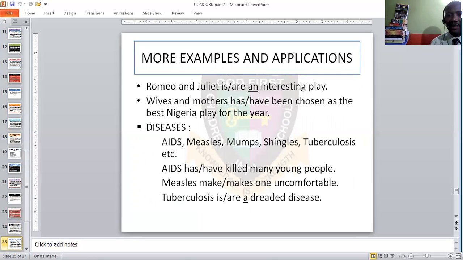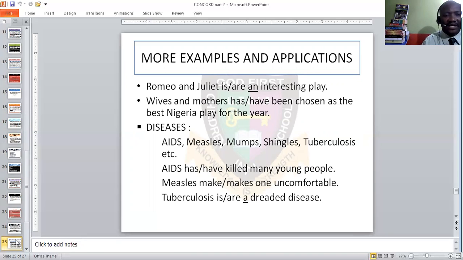Now, look at more examples. Romeo and Juliet is or are an interesting play? Of course, Romeo and Juliet is. Why do we have "and" if it is not singular? Wives and Mothers has or have been chosen as the best Nigerian play for the year. This is a book, Wives and Mothers. Even because it's Wives and Mothers, we don't now say that when a coordinator is used in a sentence, it takes a plural verb.